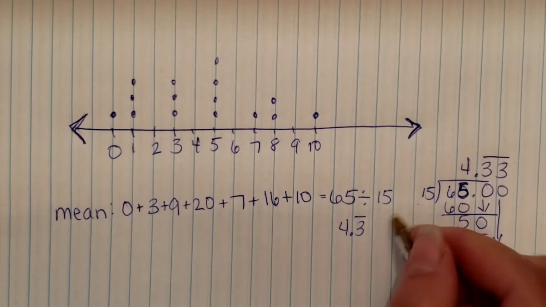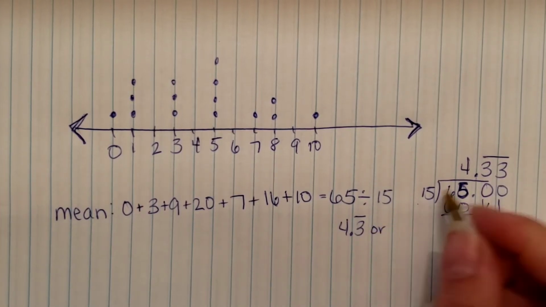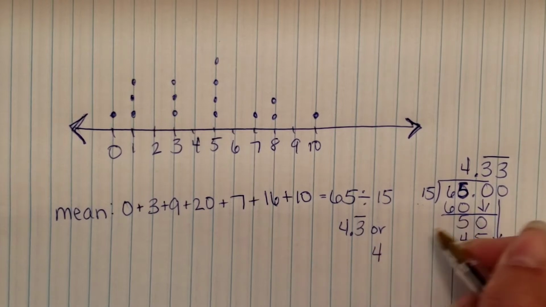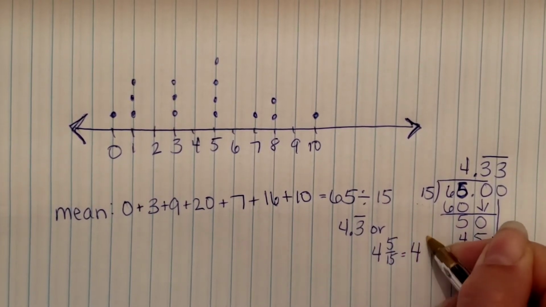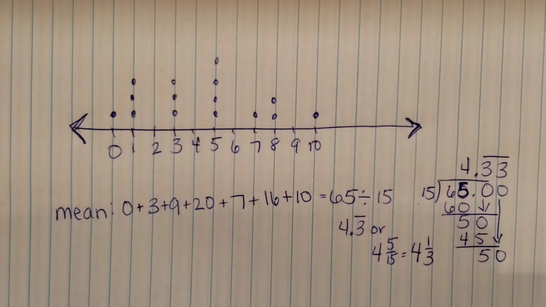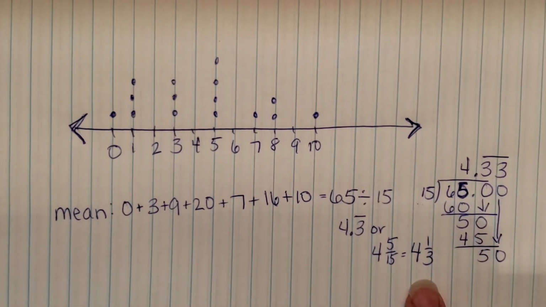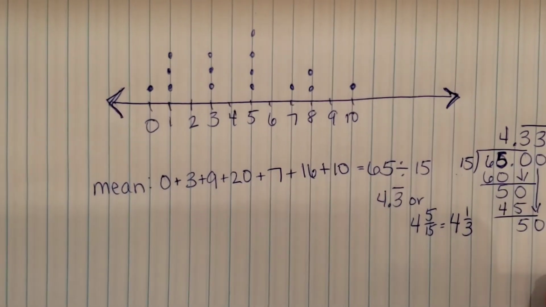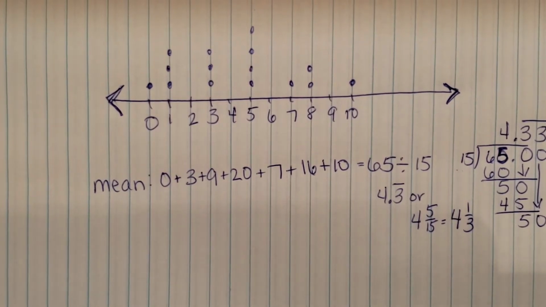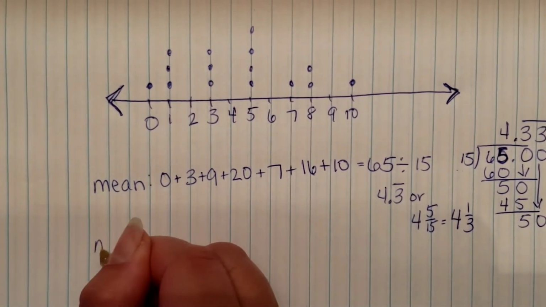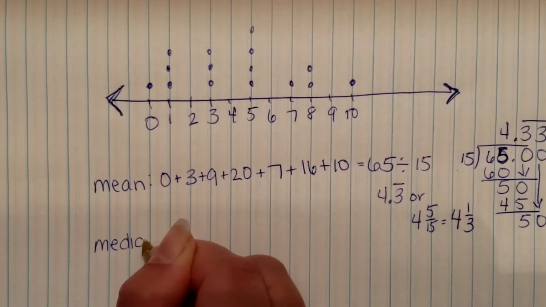Or if I wanted to write this in fraction form, we had 5 over 15, which is the same as 1/3. So on average, our mean is 4 1/3. Now, how do we get our median? Our median is our middle number.